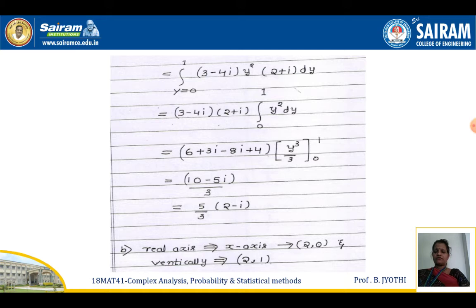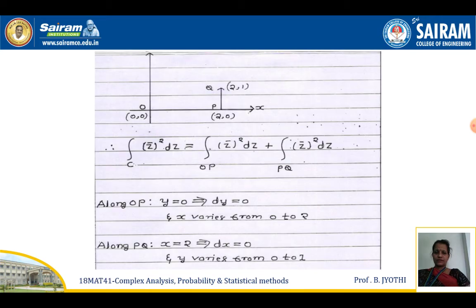Next, let's go for the second part, that is the real axis, which implies the x-axis, 2, 0 and vertically 2, 1. Diagrammatically, when you represent it, the curve is moving along the x-axis up to 2, 0 and then moves vertically upwards till it reaches the point 2, 1. So O, P and then Q.